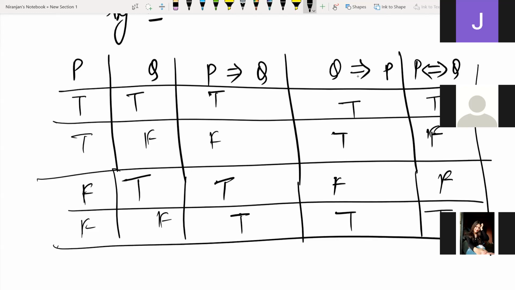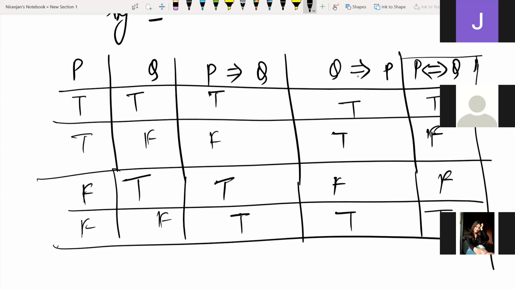So this is your biconditional truth value. Now think about it. When both are true or both are false, you're getting true in your biconditional. When one of them is false, you're getting false. Why do you think that? This is a very interesting question.